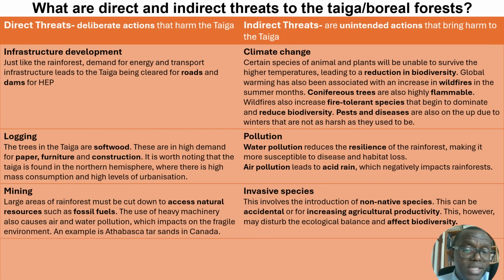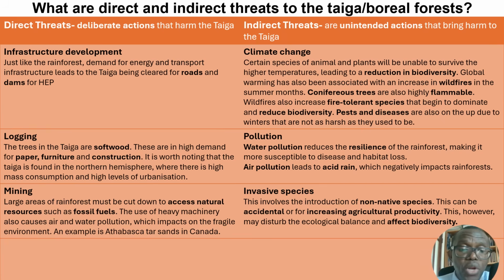Then pests and diseases are also on the up due to winters that are not as harsh as they used to be. Now, with climate change, obviously, the temperatures are going to be slightly higher, which means that the winters are not going to be as cold. And we know that very cold winters can actually get rid of pests and diseases. But with the warmer temperatures, that destruction of pests and diseases is not likely to take place, and therefore they are likely to be a lot more in the taiga biome.